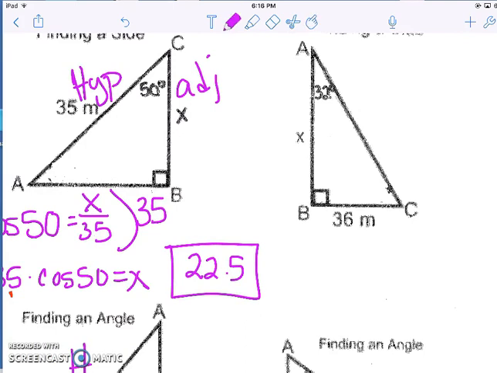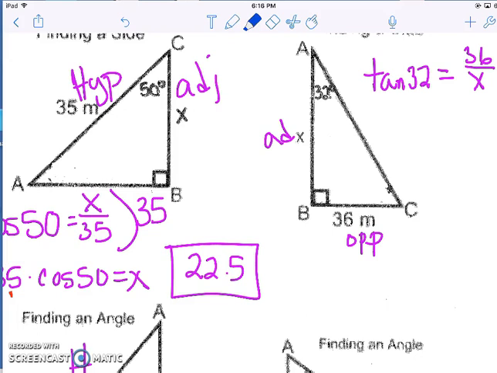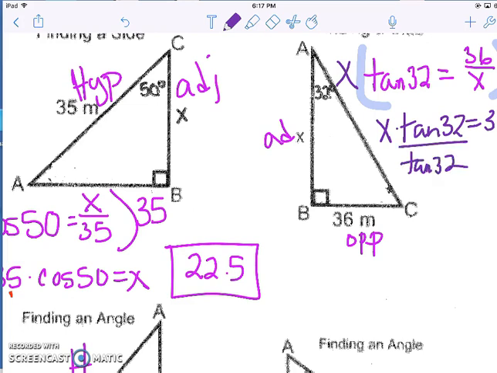So this last one here of finding the side. If this is 32, this is the side that is opposite and adjacent. So O and A gives us tangent. So the tangent of 32, SOHCAHTOA, equals 36 over x. Well, this one is an extra step to solve. We can fraction bust it here. So multiply by x. So we have x times the tangent of 32 equals 36. So to solve for x, we got to divide by the tan of 32 on each side.